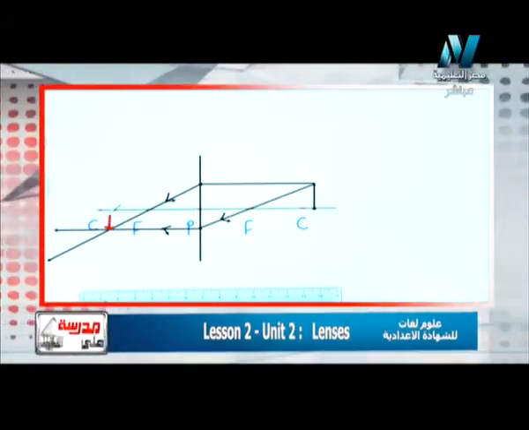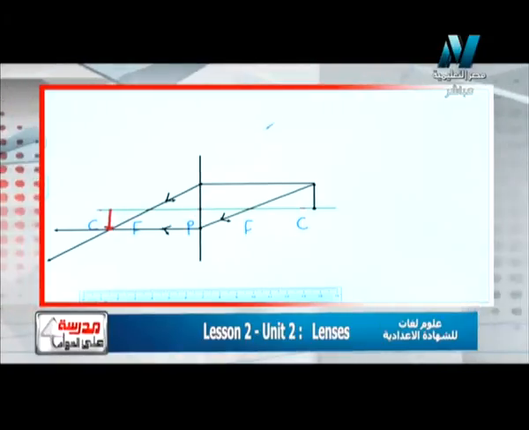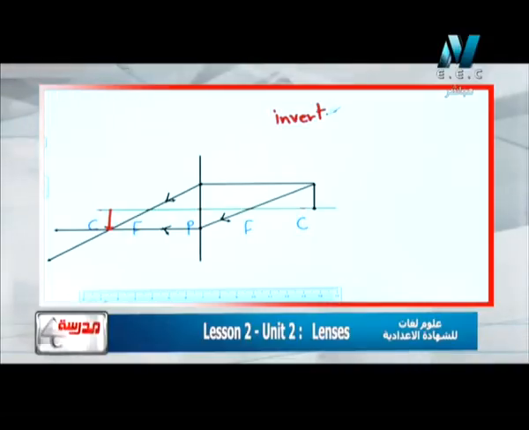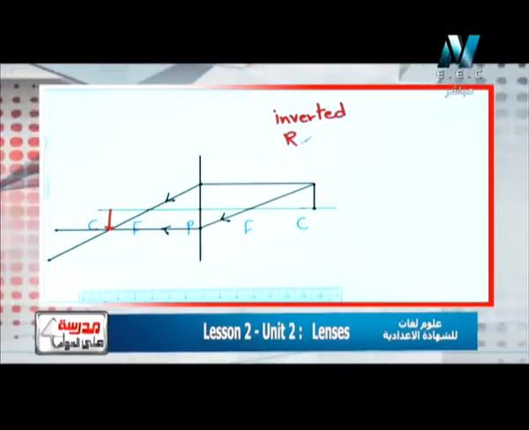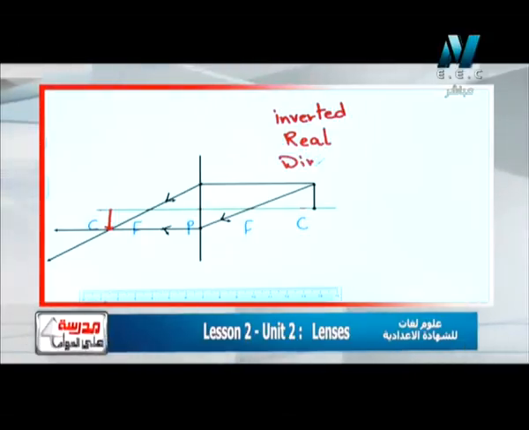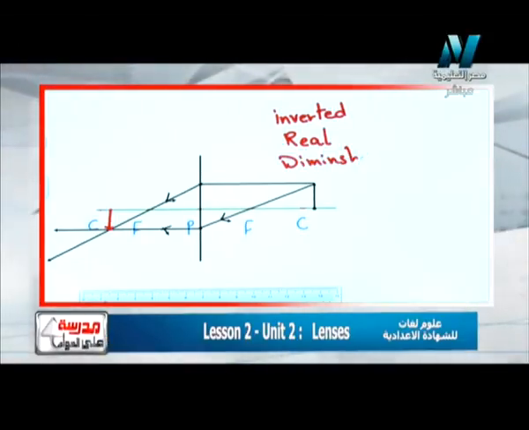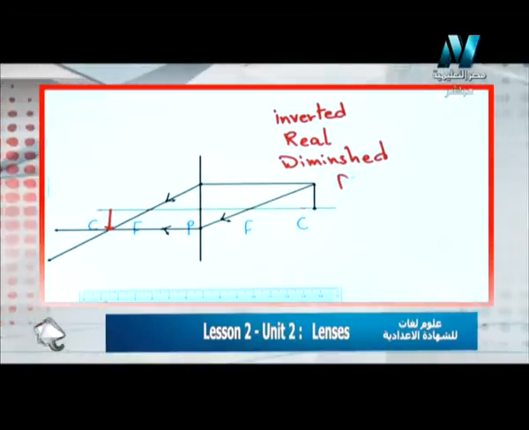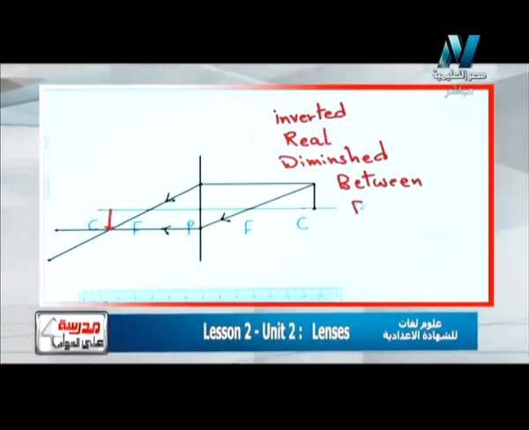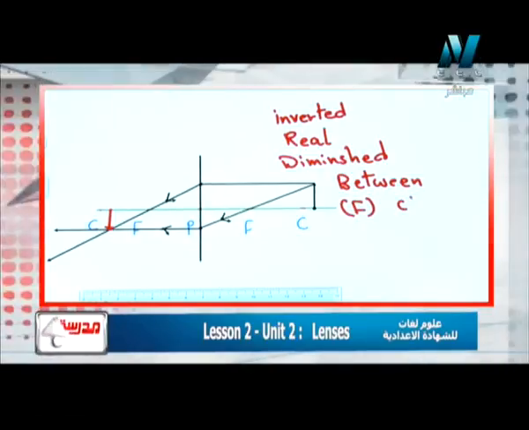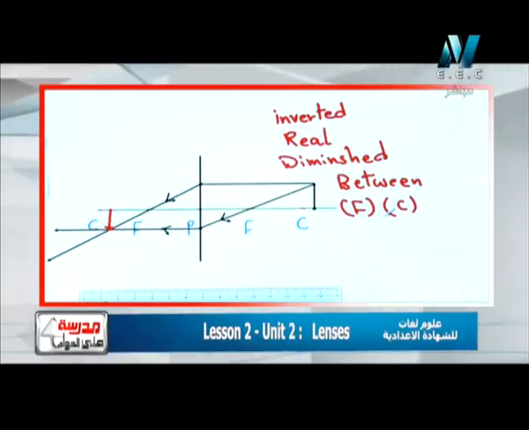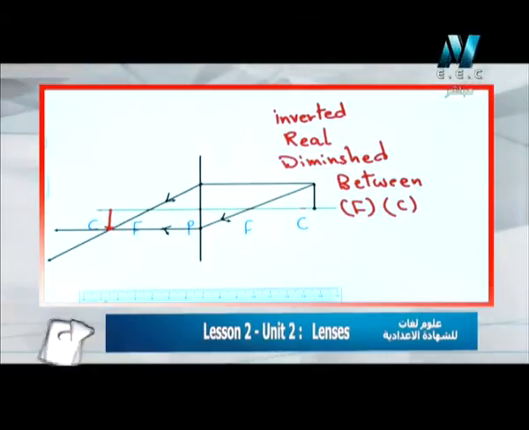As you see, the image is inverted, real, and diminished, يعني مصغر. At the same time, between what and what? Between F and C, as you see in front of you. يبقى أنا كده عرفت the first question.